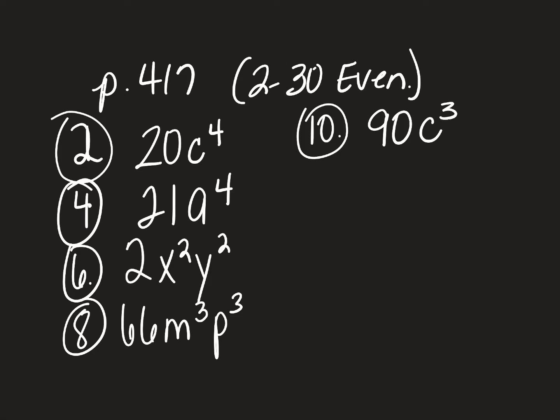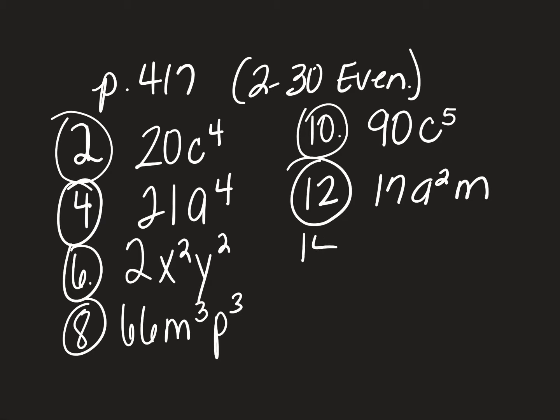90c cubed. That's number 10. Number 10 is 90. Oh, I'm sorry, that's c to the 5th. Yep, c to the 5th. Number 12, 17a squared m. Number 14, 7 j to the 5th, k to the 4th.